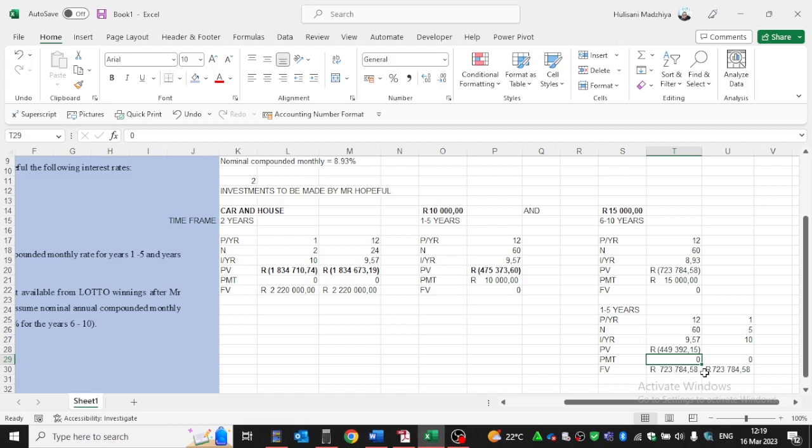723,784.58 cents. And then this amount will continue, this time earning a different rate, from 9.57 to 8.93. And once it's earning 8.93, he can still withdraw 15,000 at the end of each month, which is going to be a positive inflow of cash.